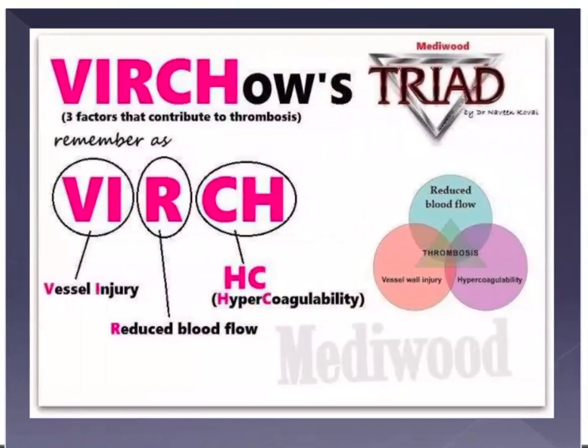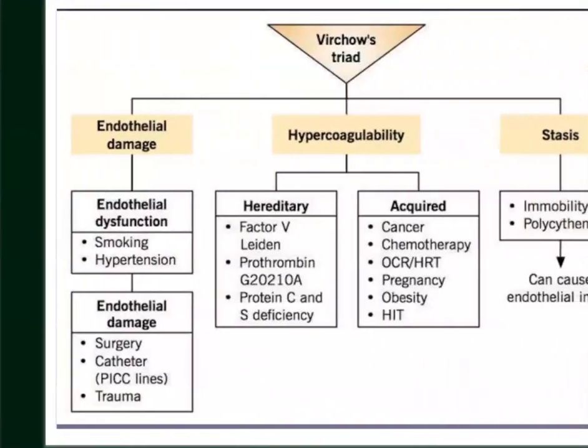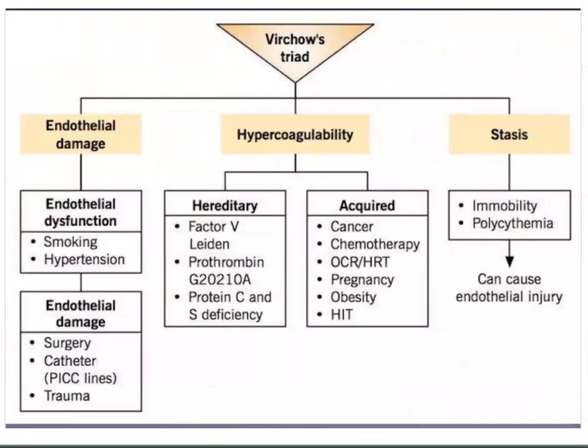So stasis just simply means there's reduced blood flow. Okay. Then endothelial injury just means there's injury to the vessel or the blood vessel. Okay. The hypercoagulable state means the blood can easily be predisposed to developing a clot, okay, due to external factors which we're going to talk about.